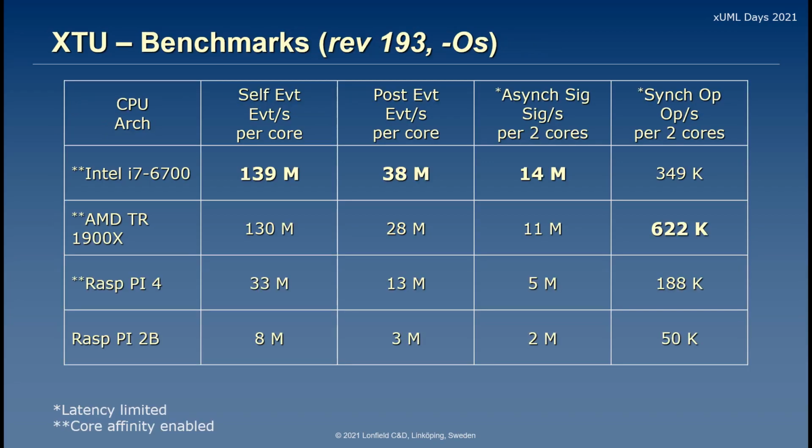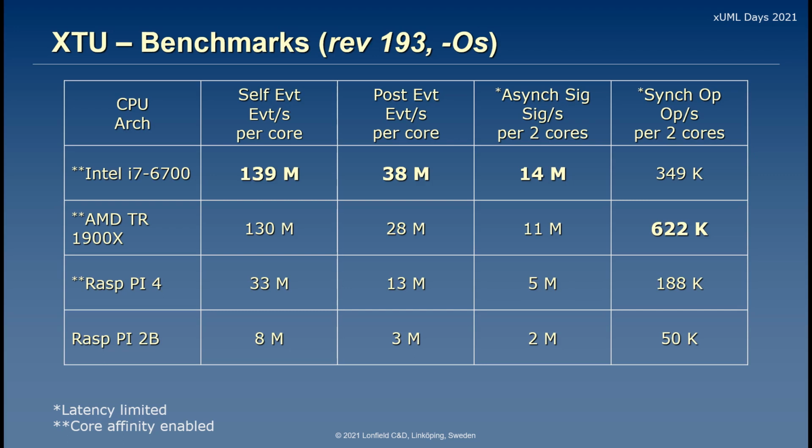These four benchmarks were compiled and run on Linux using four different hardware platforms: Intel i7, AMD Threadripper, Raspberry Pi 4, and Raspberry Pi 2. The tests were compiled for small code size. However, XTU responds well to speed optimizations, so it's possible to get even better performance, in some cases up to 50% improvements. The four tests are self-directed events, events posted to other class instances, sending signals over multi-threaded bridges, and finally calling operations over a multi-threaded bridge.